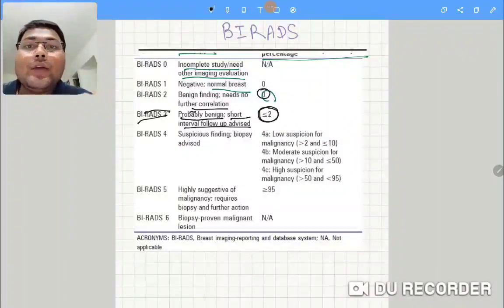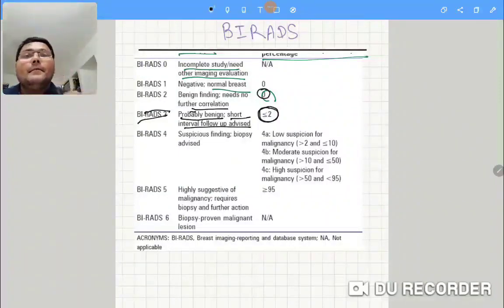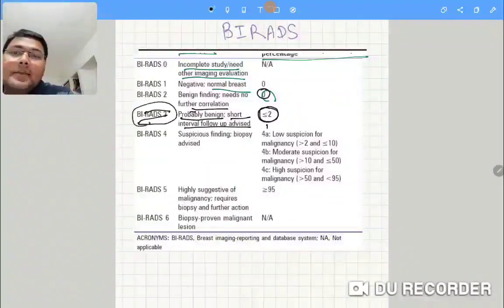So you should advise the patient to go for a mammogram every 6 months for at least 2 years, right? But here you can go for a histological investigation also. You should go for histological examination in a patient with BI-RADS 3 category, right? In a patient with BI-RADS 3 you should go for histological examination.